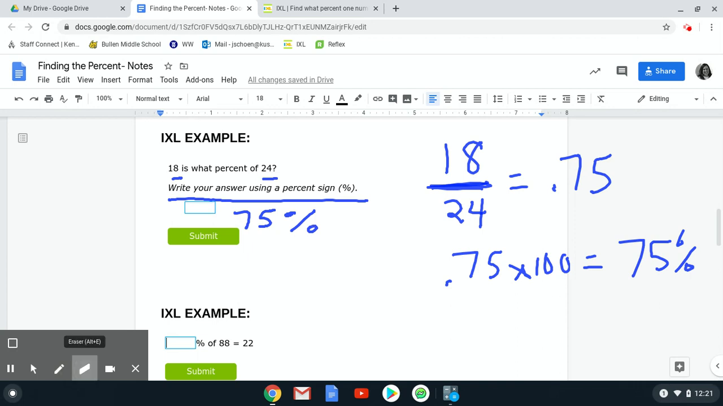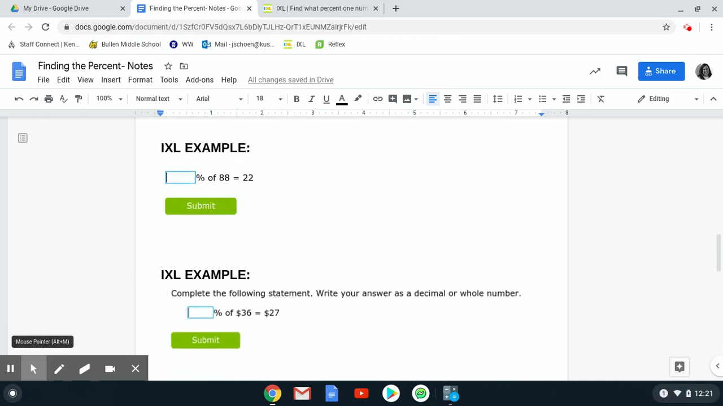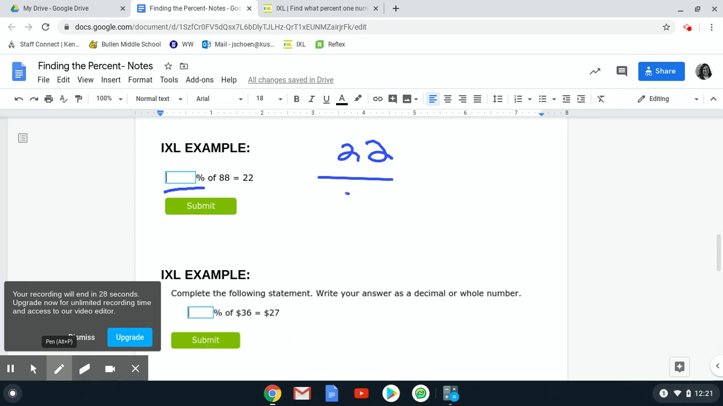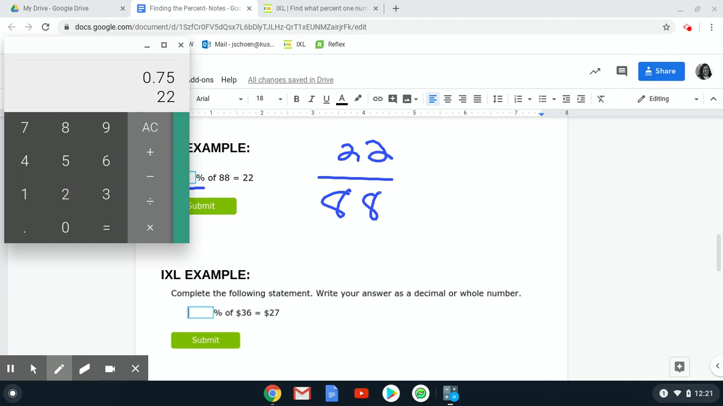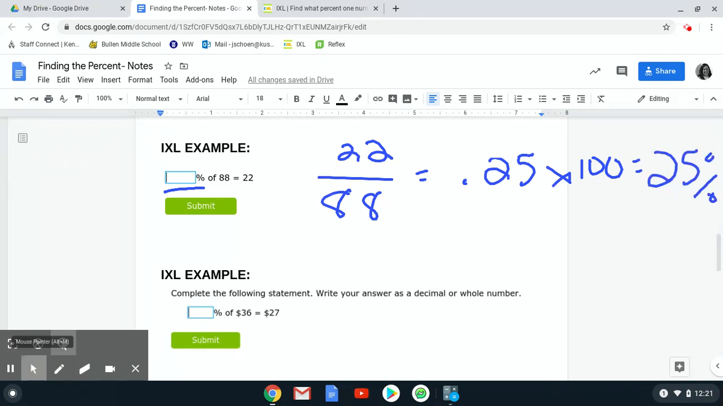All right, let's try one more. This one says a box percent. It's asking, what percent of 88 equals 22? So the 22 is the part, and we don't know the percent out of 88. So I'm going to divide 22 divided by 88. That's 0.25, and last step, multiply that by 100. That gives us 25, so it's 25%. Don't forget to write the symbol.